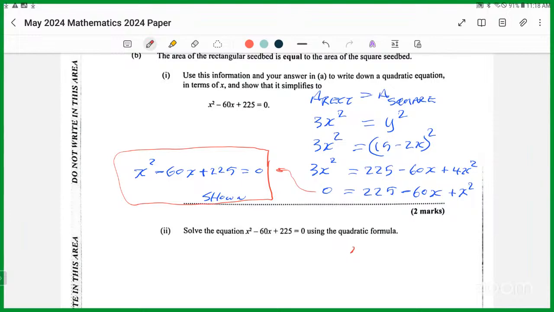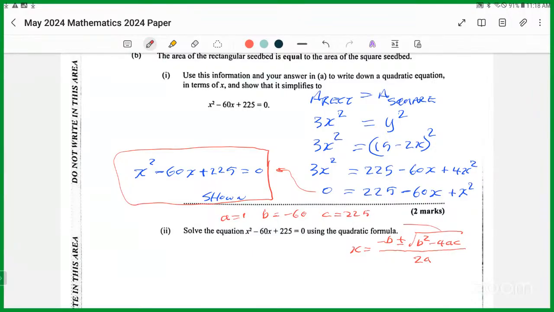It is that x is equal to minus b plus or minus the square root of b squared minus 4ac, all over 2a. That's the quadratic formula. In this expression that we are solving, a is going to be equal to 1, the coefficient of the x squared term. The b is going to be negative 60, the coefficient of x. And the c is going to be 225.